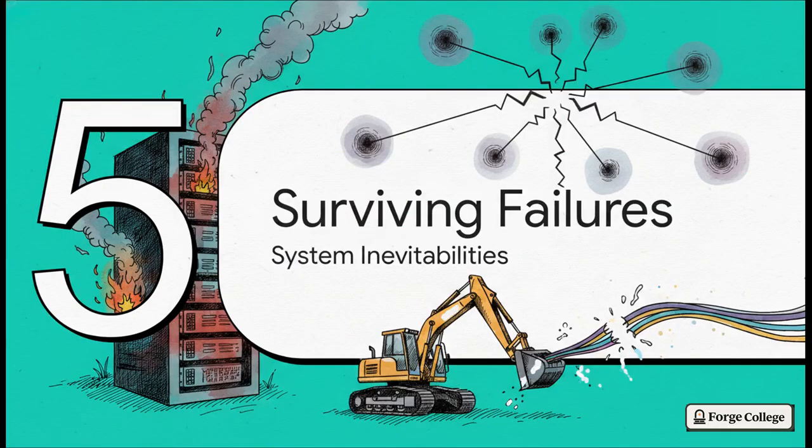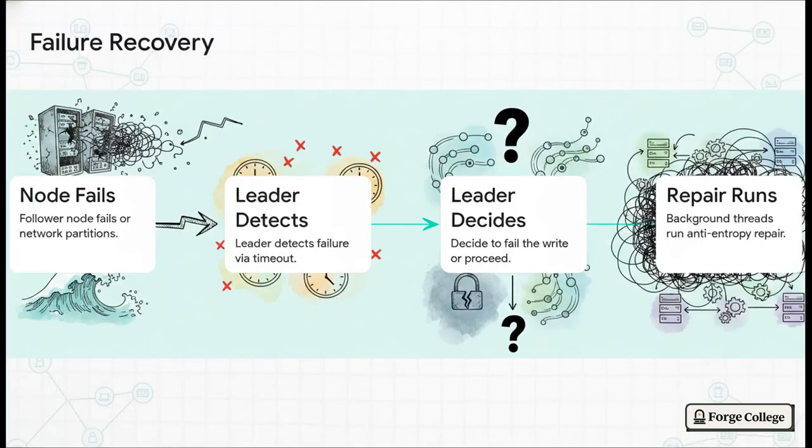All right, Section 5, Surviving Inevitable System Failures. As any seasoned engineer knows, servers are going to catch fire, random backhoes will somehow sever your fiber optic cables, and networks will just snap.